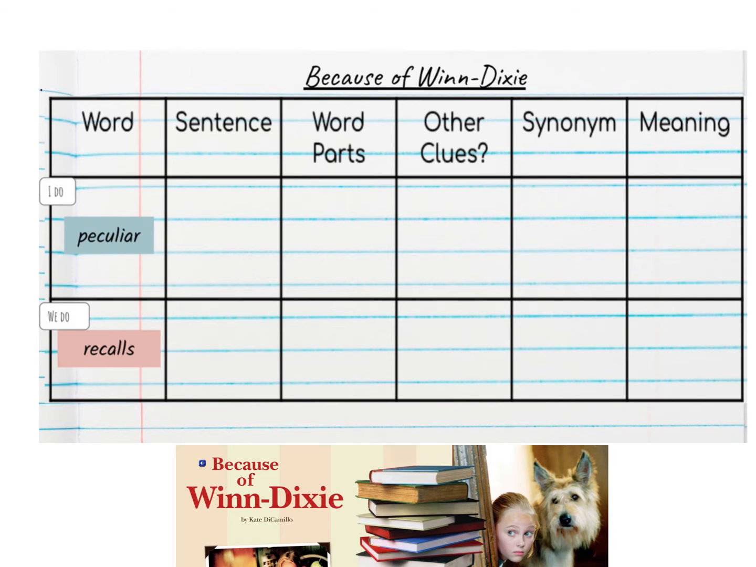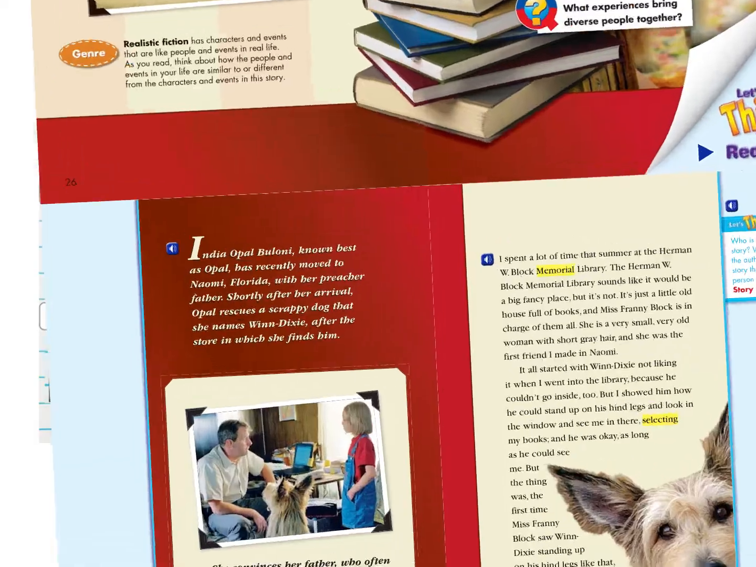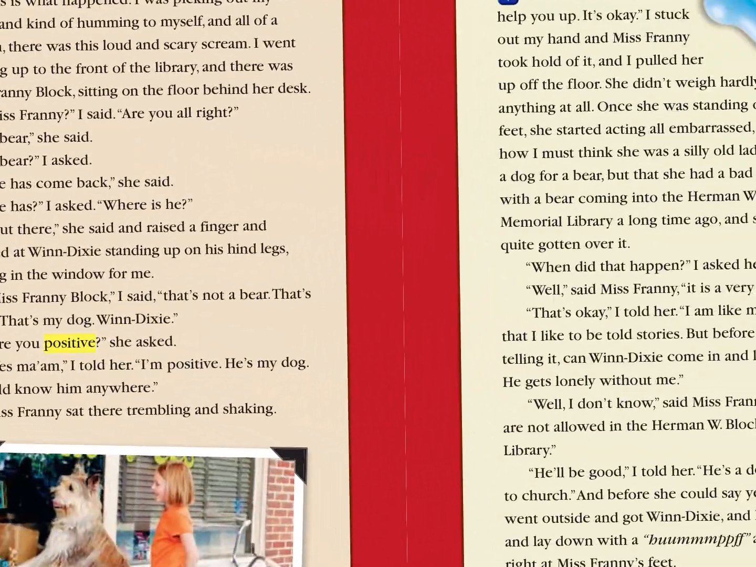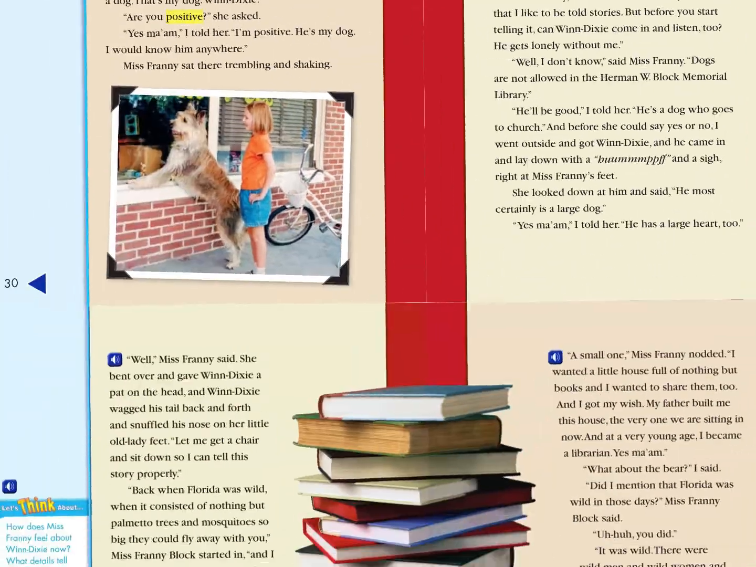Over the last 2 days, we've been reading the story Because of Winn-Dixie. Yesterday, we practiced using context clues to figure out the meanings of difficult words. Let's practice again together. We're going to begin with the word peculiar, and that's a very challenging word. So I'm going to go back to the text Because of Winn-Dixie, and I'm going to use context clues to help me figure out the meaning of the word peculiar.